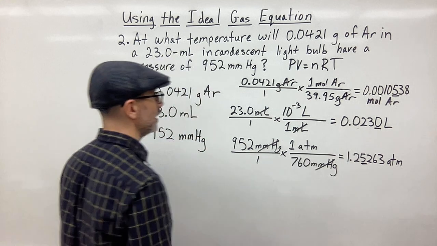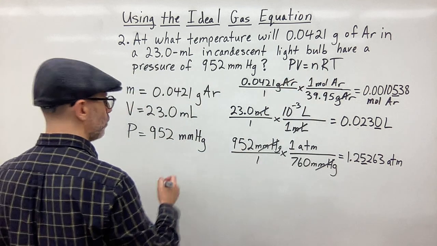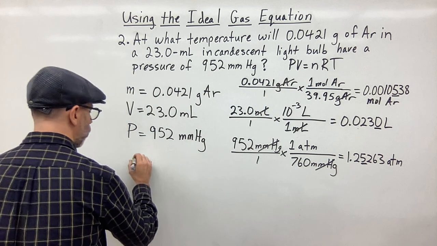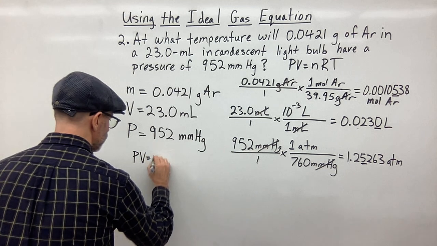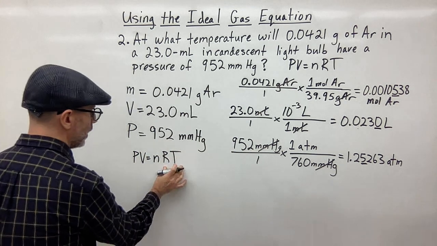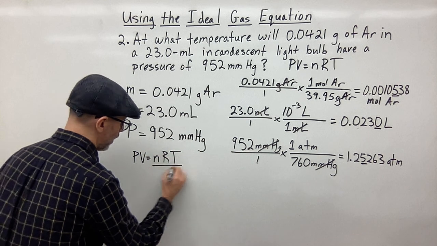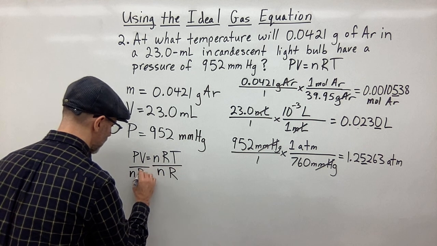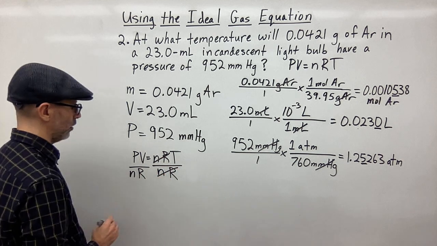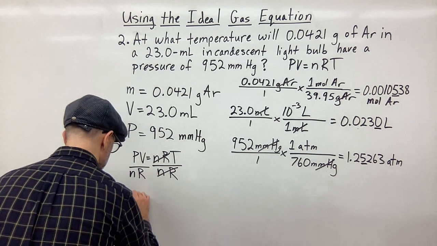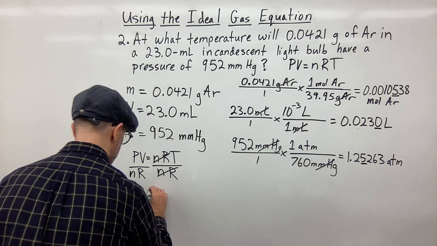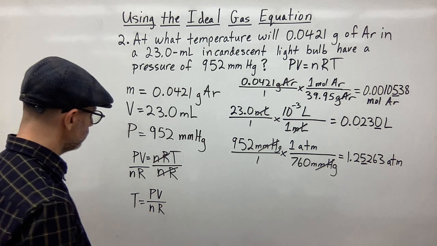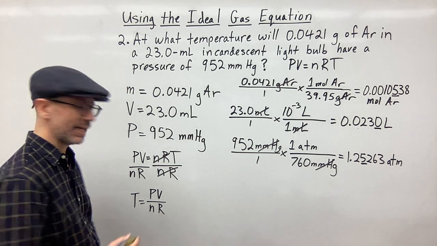Okay, I got everything ready. I'm going to plug everything into my equation. Now, the equation is PV equals nRT. I need to solve for T. So PV equals nRT. I want T by itself, so I'm going to divide everything by n and R. So both sides divided by n and R. So these cancel out. So I get T is equal to PV over nR.